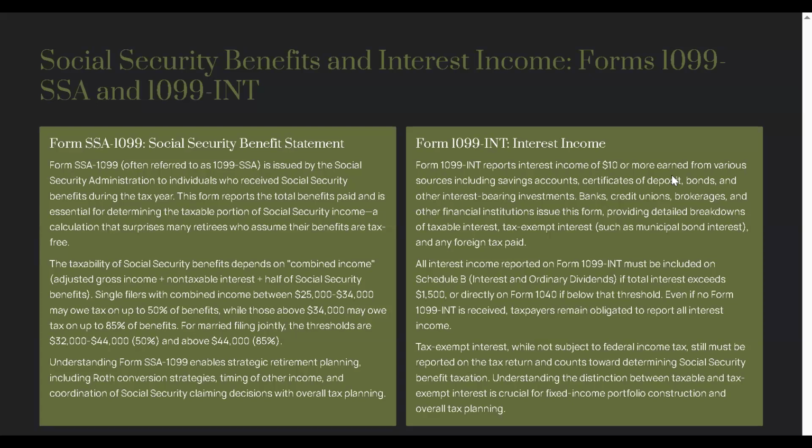Form 1099-INT. This is interest income. This is normally given by banks, credit unions, brokerages, and other financial institutions. So if you have your money sitting somewhere and it's earning interest, your client may get a 1099 at the end of the year. If a taxpayer earns more than $10 in interest, they will receive a Form 1099-INT.